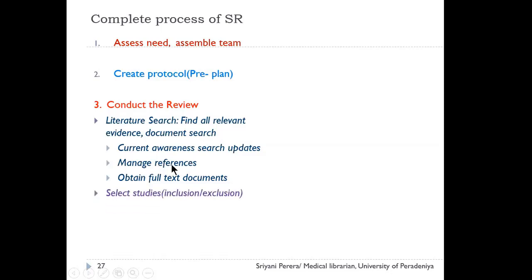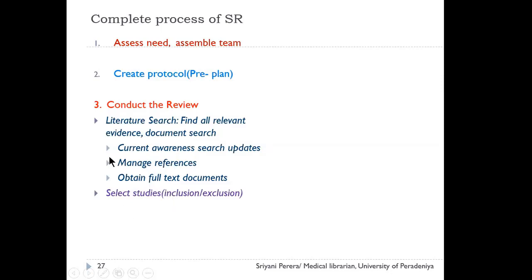So there should be software to manage your references, like Mendeley or something like that. And then also there should be a way to obtain full text documents. Right, so that is what the person who will be doing the literature search has to consider. And then, after finding the relevant articles, it comes to selecting studies.